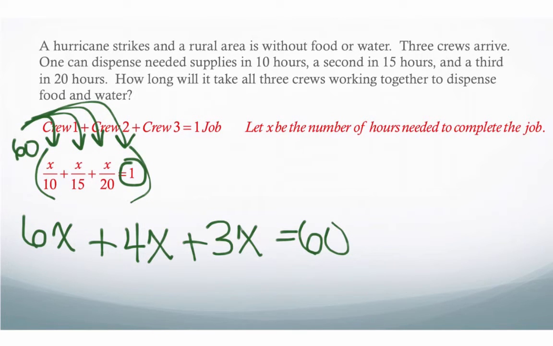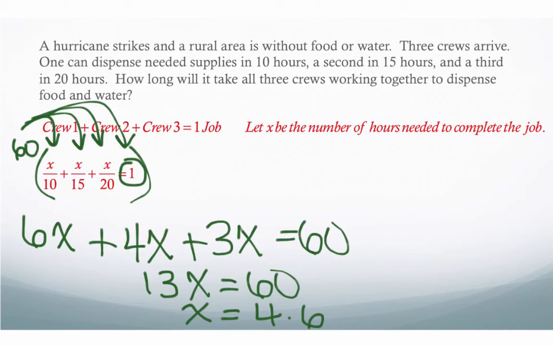Adding all of this together, we have 13x is equal to 60. Dividing by 13, we're going to get x is equal to about 4.6. So that means because x represents the time that it would take all three crews to get the job done working together, all three crews can get the job completely finished in 4.6 hours.